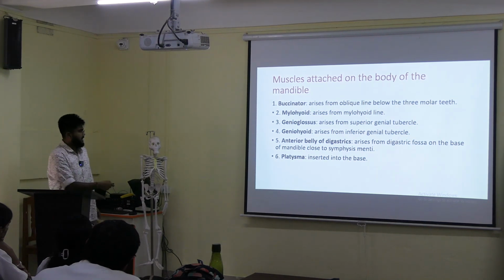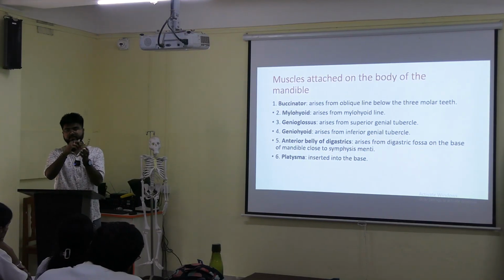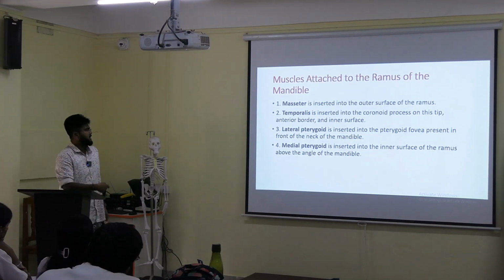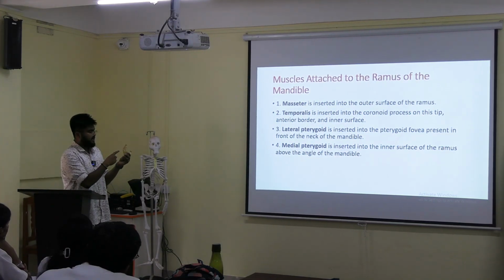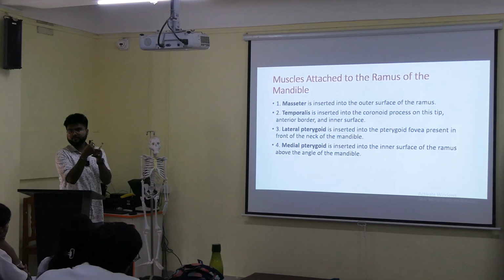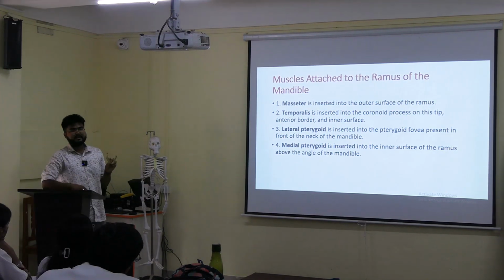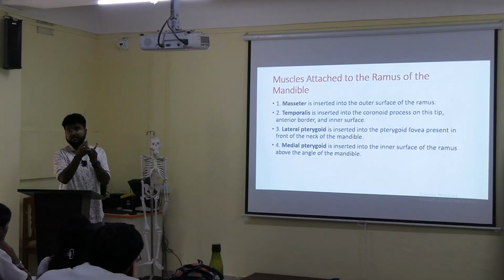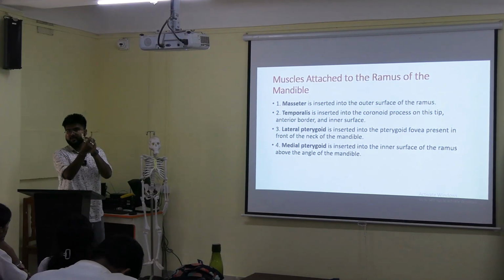Next, the platysma muscle is attached here in the base of the mandible. Next, the masseter muscle is attached here. And the temporalis muscle is mainly attached to this process, the coronoid process. And the lateral pterygoid and medial pterygoid: the lateral pterygoid is mainly attached to this part, and the medial pterygoid is present mainly in the angle of the mandible, this part.